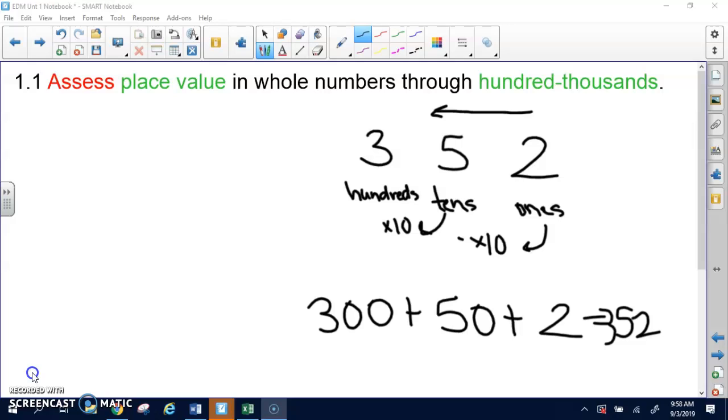On the question from the pre-assessment, it said, what does the 3 represent here? A lot of you just put hundreds. Okay, that wasn't the answer. It is in the hundreds place, but the 3 represents 3 hundreds. Okay, are we good with that idea?